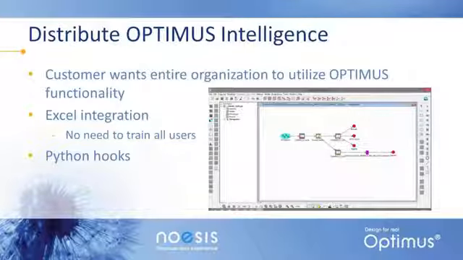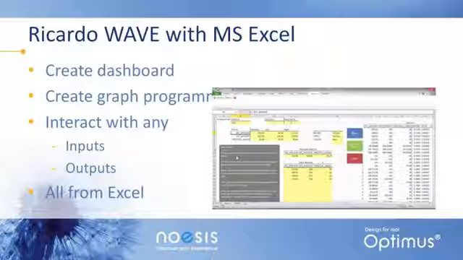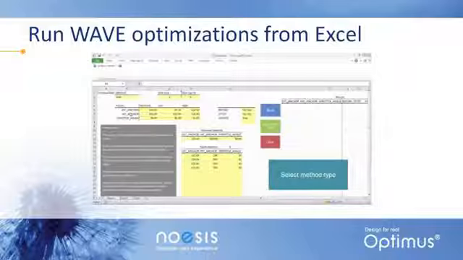Optimus has been designed with a number of Python hooks so that all of the functionality inside of Optimus can be accessed. This includes the response surface models that we've shown, all of the different methods that we've shown, and a number of optimization and post-processing tools as well. So in this particular example, the user is using Excel to drive Optimus. Optimus then creates a workflow. It automatically creates a workflow that interacts with Ricardo WAVE, which is a 1D simulation tool.